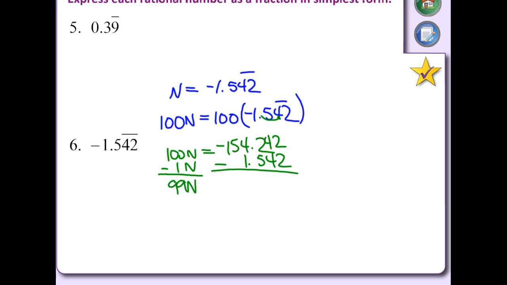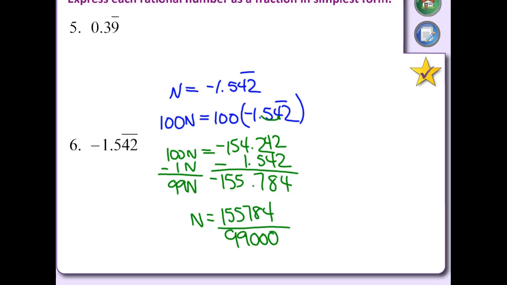All right, so let's add everybody up. We've got a 4 and an 8 and a 7. And then we've got 155. There it is. Okay, so now I need to divide both sides by 99. So we've got negative 155.784 over 99, and then we've got 3 zeros. And now, believe it or not, we're supposed to reduce that fraction, but we're going to stop right there and leave it there.